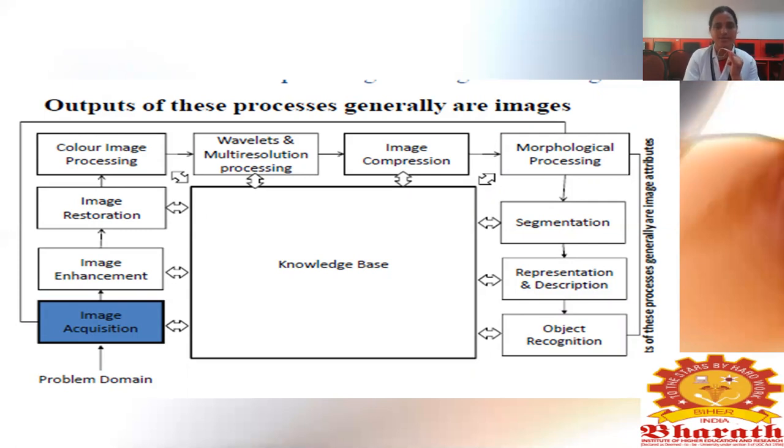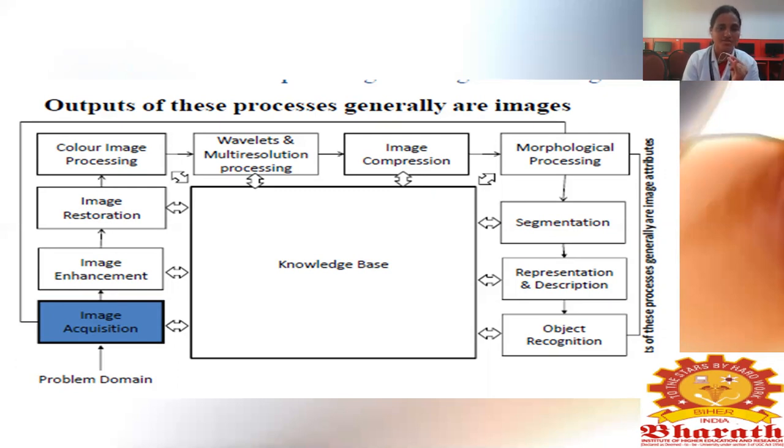The first step is image acquisition. That is, getting an input as an image, meaning the camera or a mobile phone, a source from which we get the image that we are going to process. That is called image acquisition, where we are acquiring some images. And next one is image enhancement.